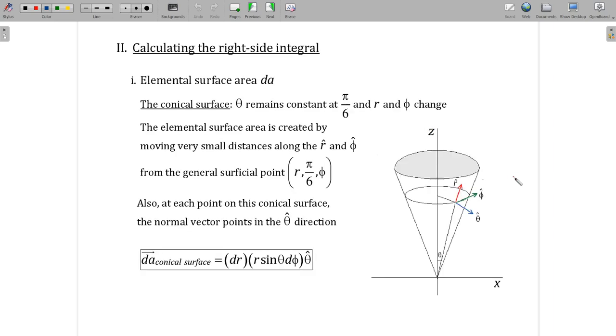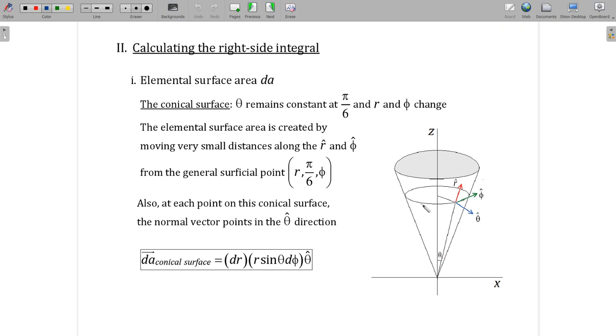Now let's move to the right hand side integral, and for that we have to understand the elemental surface area. Here the surface of the cone can be divided into two meaningful parts: one is the conical part, and the other is the spherical top. On the cone, as I just mentioned, if I keep one of the variables constant in three-dimensional space, whether it's x, y, z or r, theta, phi, and I vary the other two, in general I get a surface.